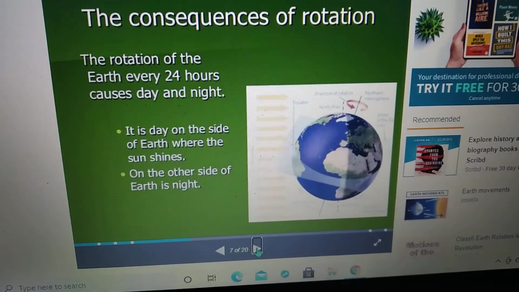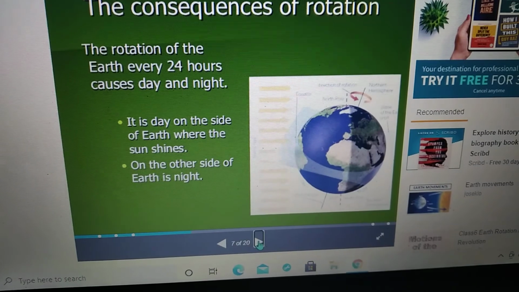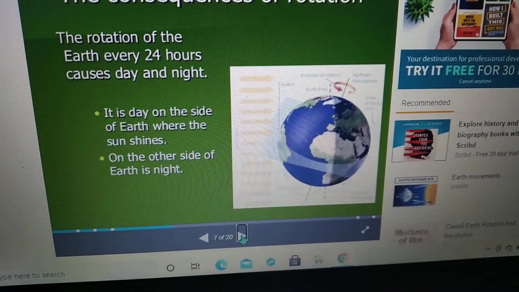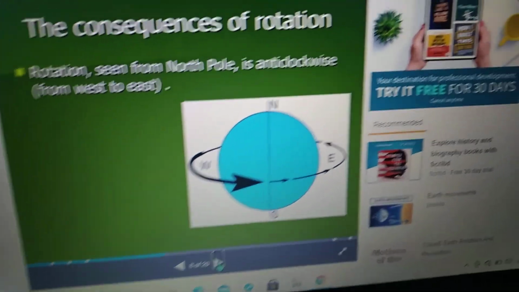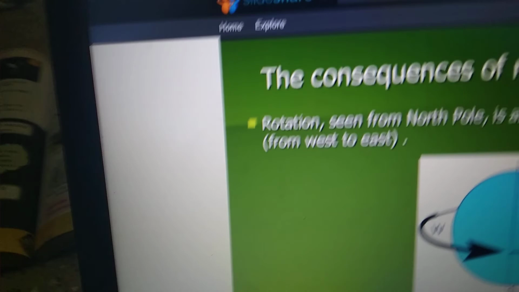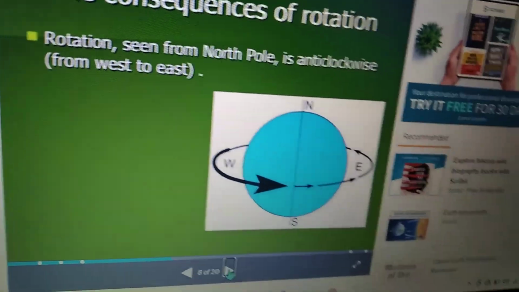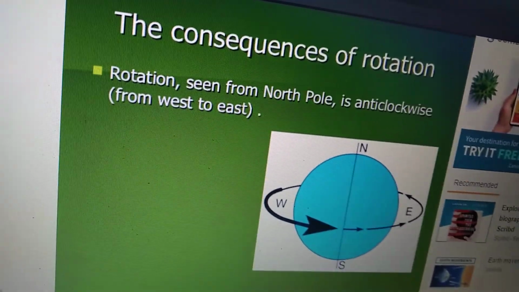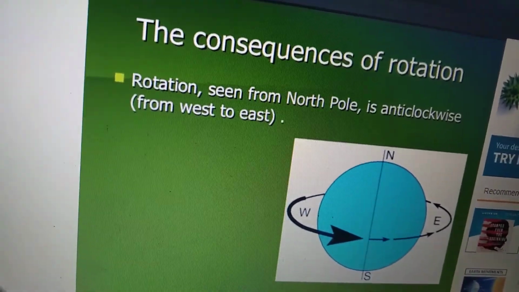So rotation of the Earth every 24 hours causes day and night. It is day on the side of the Earth where the sun shines. On the other side of the Earth is night. So rotation seen from the North Pole is anti-clockwise. That is from west to east. Next.